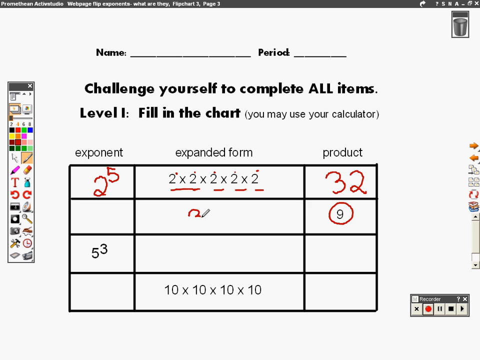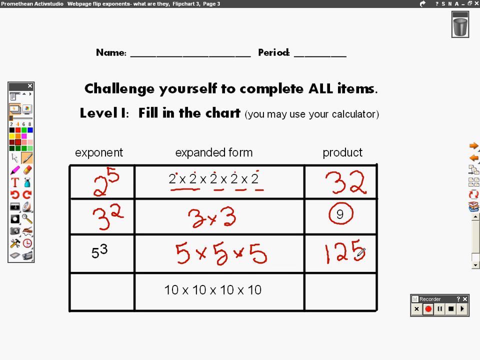Well, we know that 3 times itself is 9. So 3 to the 2nd power is 9. Now we have exponent form of 5 to the 3rd power. In expanded form, that would mean we need 3 5s multiplied by each other. So 5 times 5 is 25, times another 5 is 125.